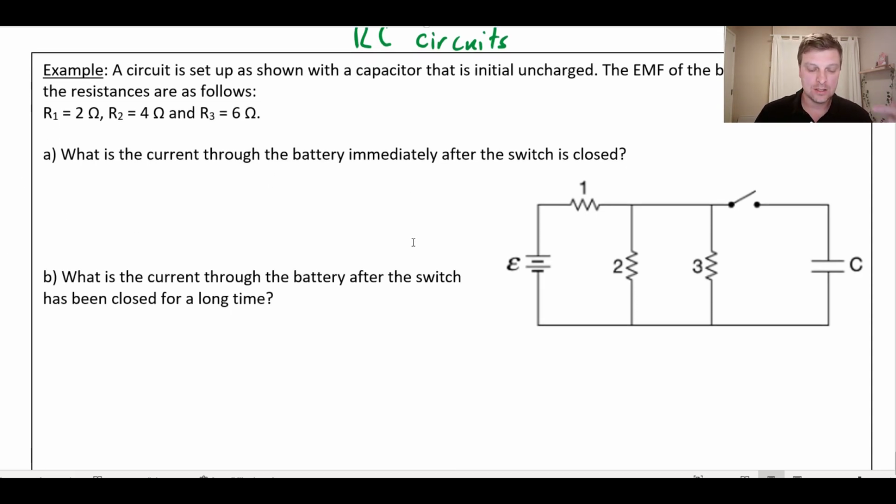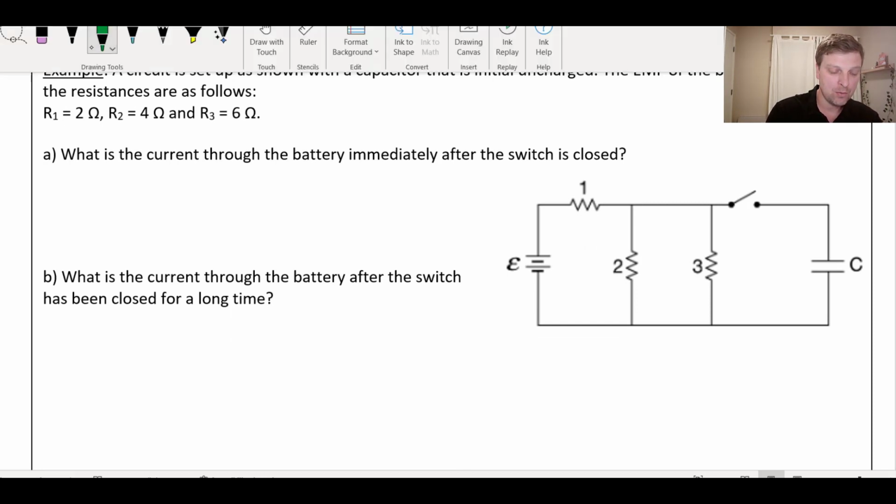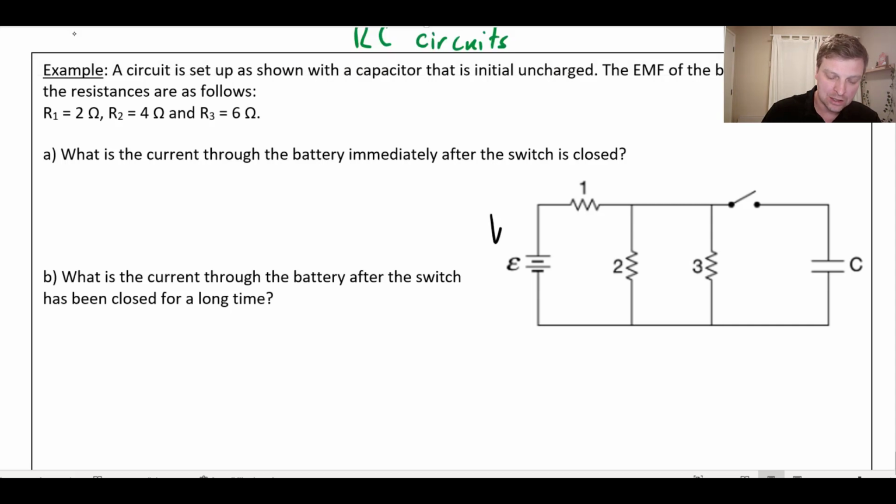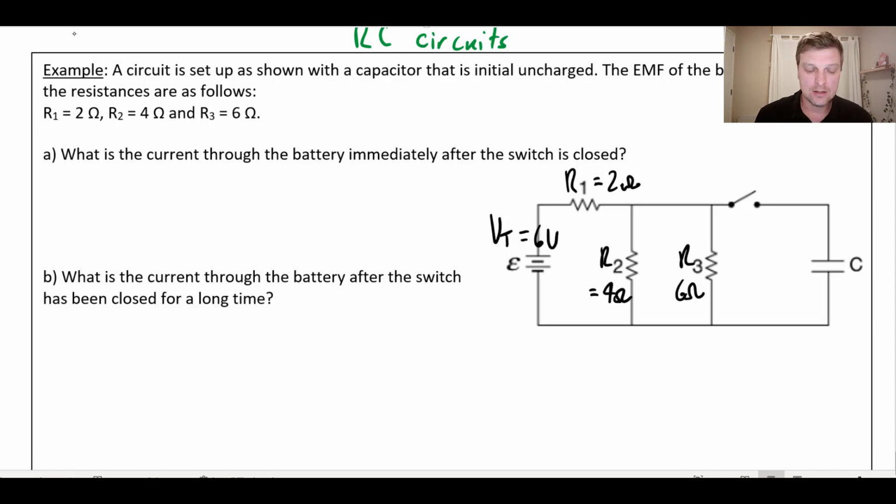So I've got a circuit. You can see it there. It's set up. Now the EMF of the battery is 6 volts. Now I want you to remember what we said before. The EMF, that's just like the total voltage. So the total voltage I'm saying is 6 volts, and the resistance is in the wires. So R1 has a resistance of 2 ohms, and then R2 has a resistance of 4 ohms, and then R3 has a resistance of 6 ohms. Okay, cool. And then the capacitor, I don't really know too much about the capacitor, but that's okay.